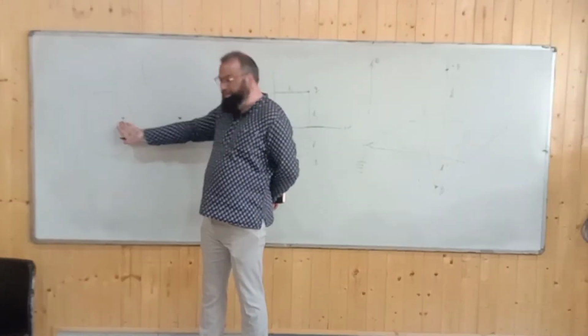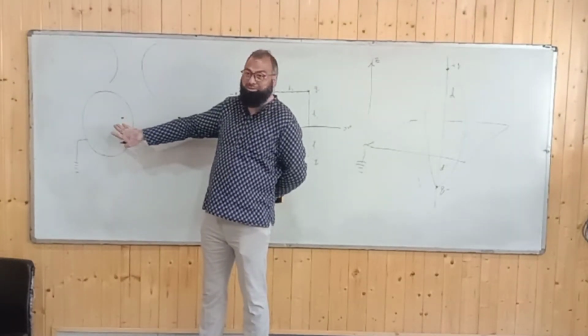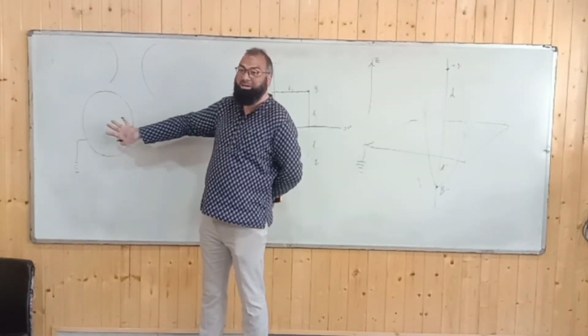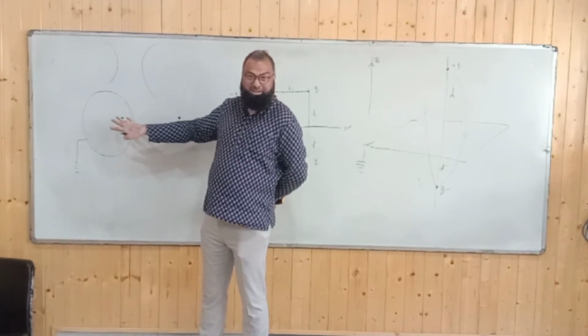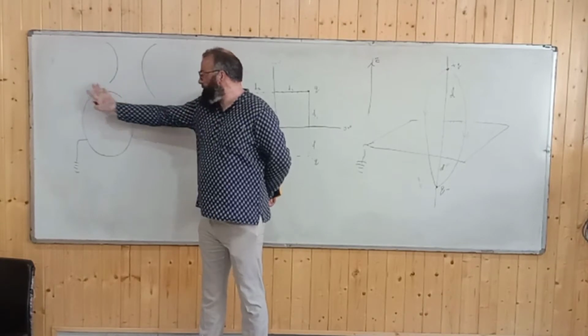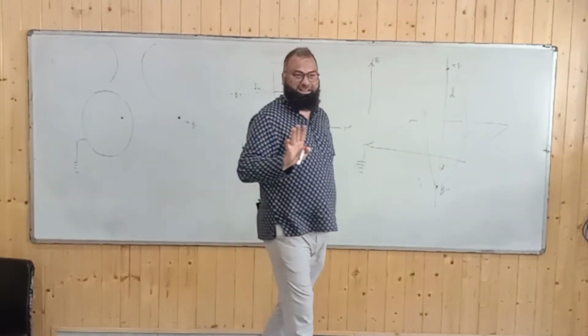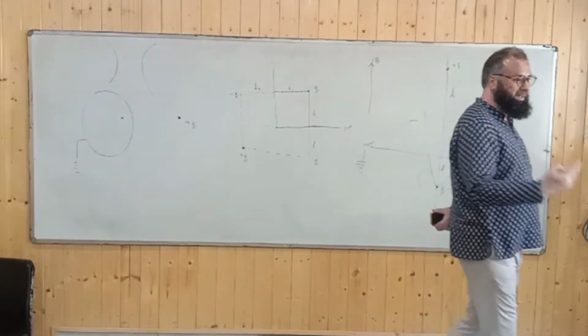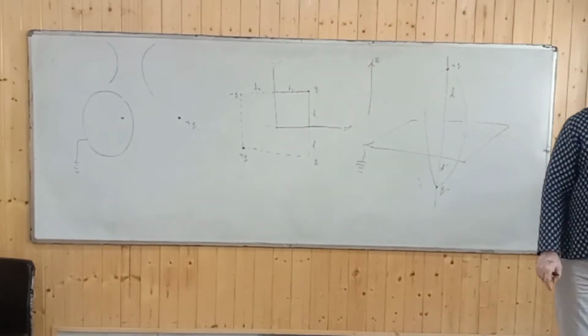So obviously you need to introduce a fictitious charge and figure out how much charge I need to introduce here. Then you solve the problem with this very charge. Forget about this very surface. So this is how we do it with the method of images. Clear?